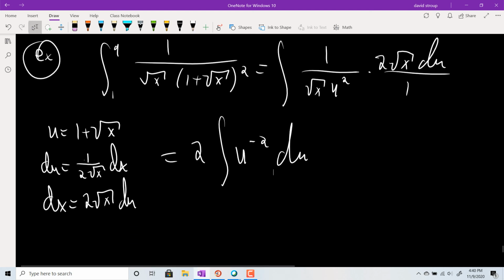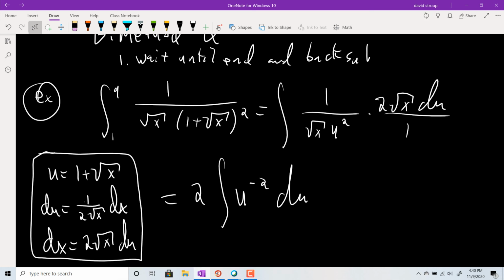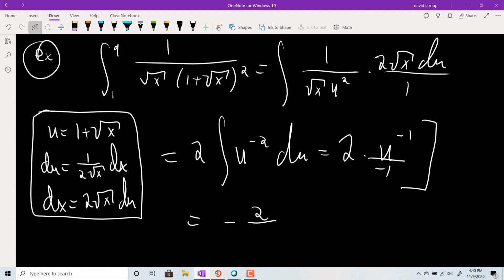And then we now need the change. We're not going to change the limits this time. We're just going to wait until the very end and then do back substitutions. So go ahead and integrate that. It'd be 2u to the negative 1 divided by negative 1. I have to remind myself to evaluate. That'll be negative 2 all over u. And now back sub. So negative 2 all over 1 plus the square root of x from 1 to 9.